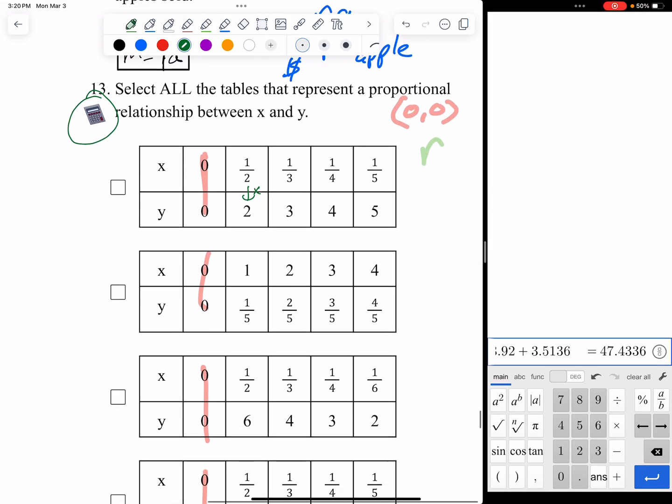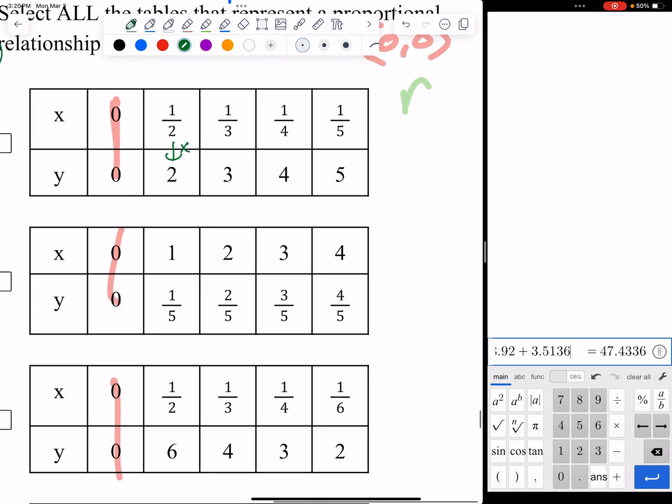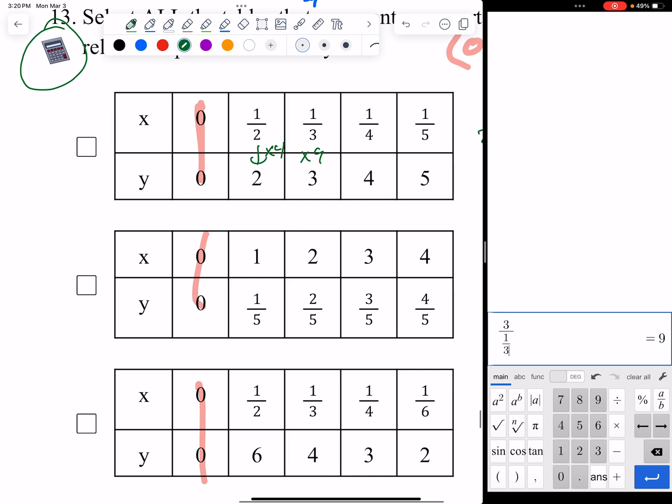It's just patience. You cannot quit on me, okay? You have a calculator, so let's go ahead and use it. So how do I find the multiplier? I'm going to say 2 divided by 1/2, and that gives me 4. So 3 divided by 1/3, and that gives me 9. So does that make sense? No, the R's are different, so it cannot be that one. That's a no. So let's do the next one.